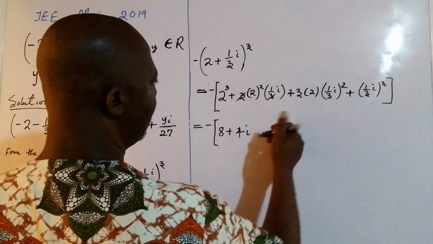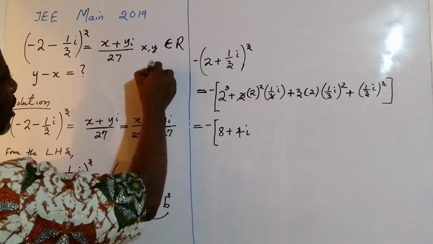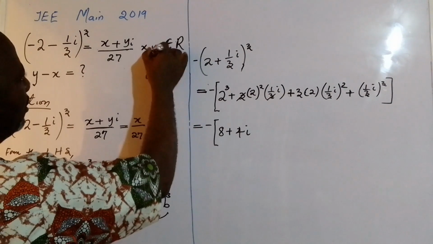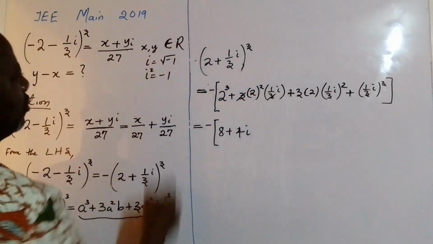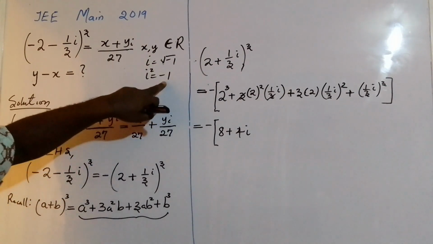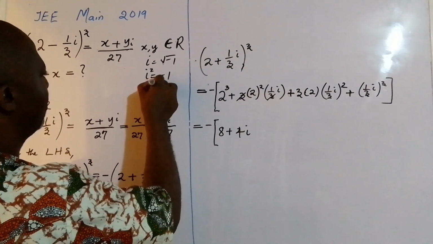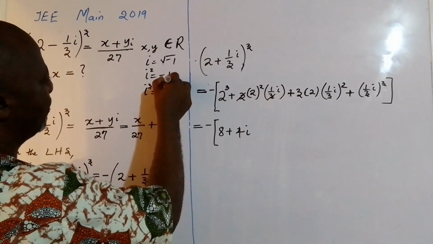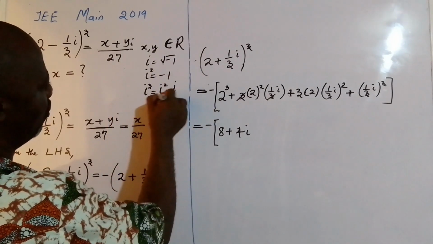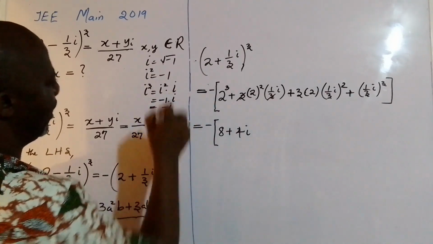So from here, don't forget that i squared is minus 1. Of course, i itself is the square root of minus 1, so the square root of minus 1 is going to give us minus 1. Then, of course, let's quickly find i cubed. i cubed will be i squared dot i. Since i squared is minus 1 times i, i cubed will be minus i.